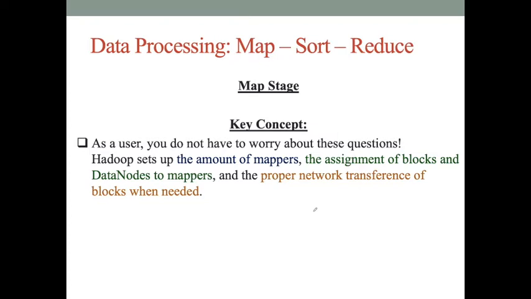So basically this is totally transparent. We don't really need to worry about all these things, because the system is going to be creating all the mapping between blocks and mappers and so on and so forth.